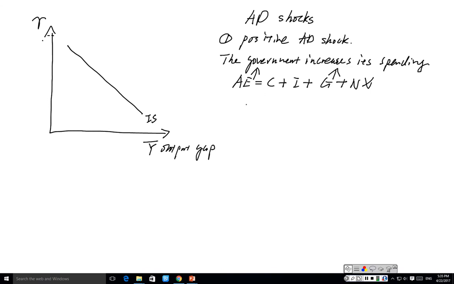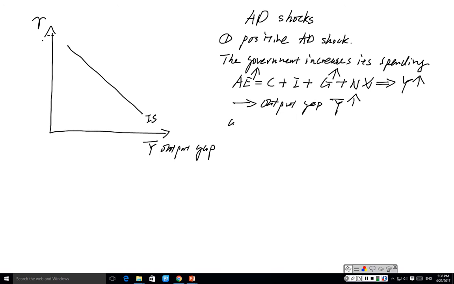A higher level of aggregate expenditure will shift the aggregate expenditure curve upward on the Keynesian cross model, and you can imagine under that case the real GDP increases. Which means the output gap Y bar increases as well.